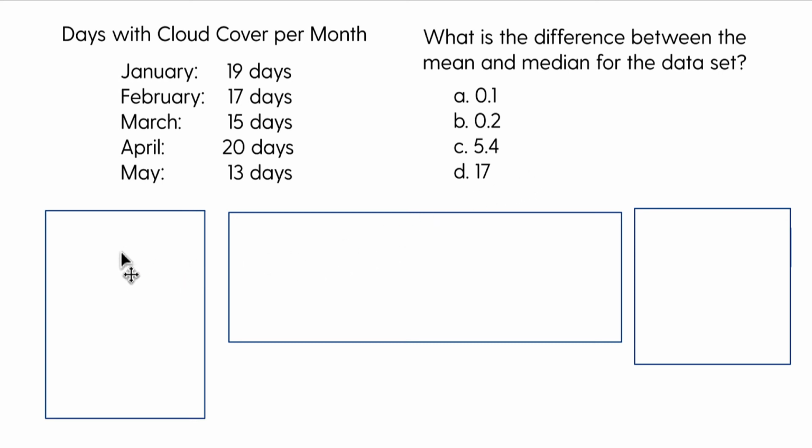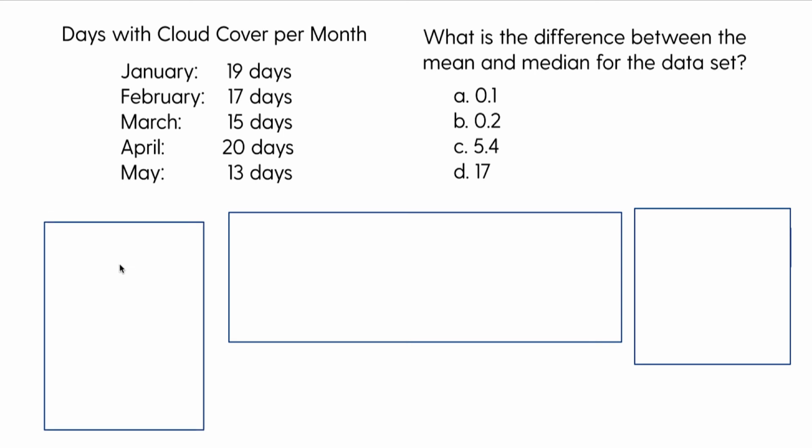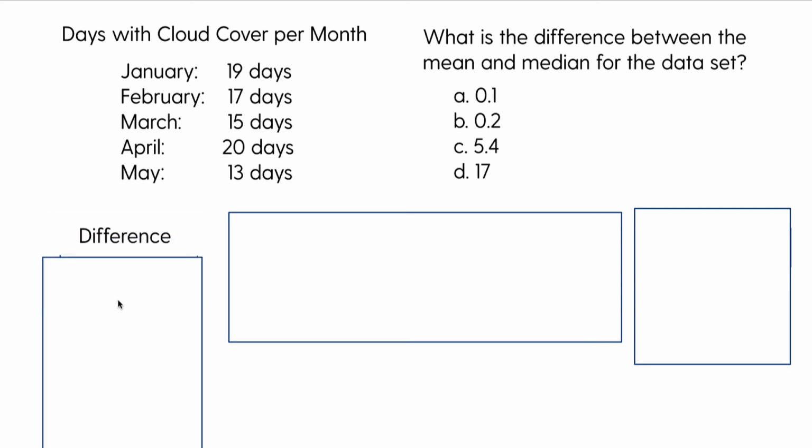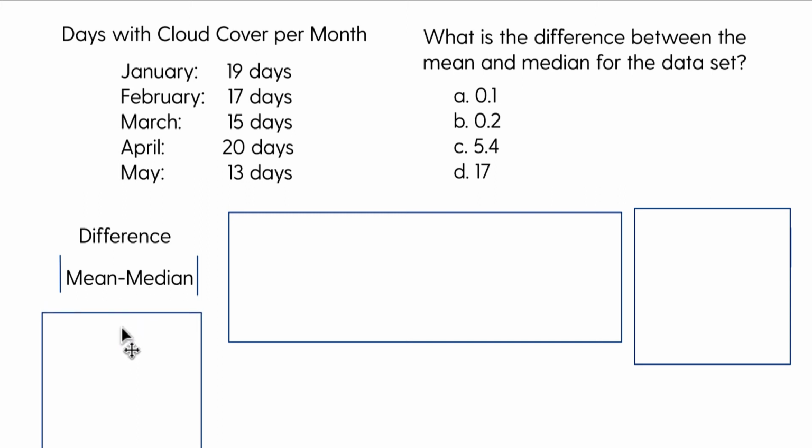So let's look over here. How are we going to go about answering this problem? So the first thing, the difference means we're going to have to subtract the mean from the median or the median from the mean. I have absolute value bars here because it doesn't matter which direction you put them in. If you get a negative, you're still just concerned with the value. I'll come back to this if that's confusing.